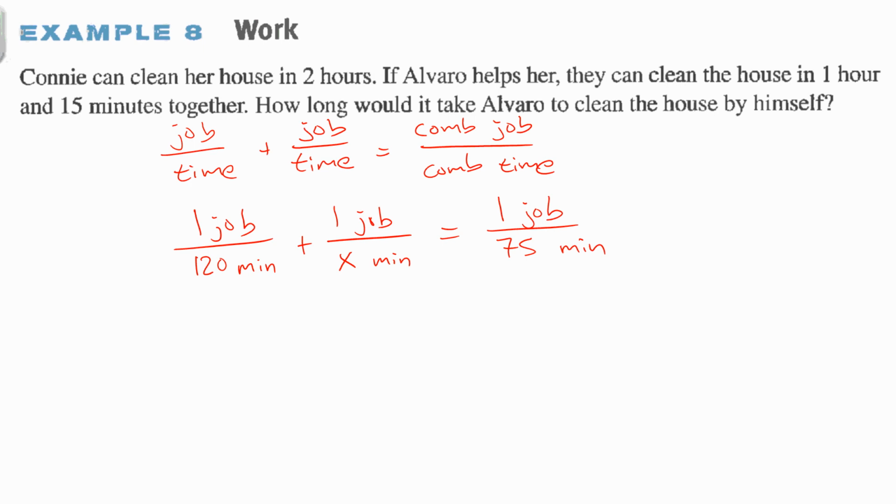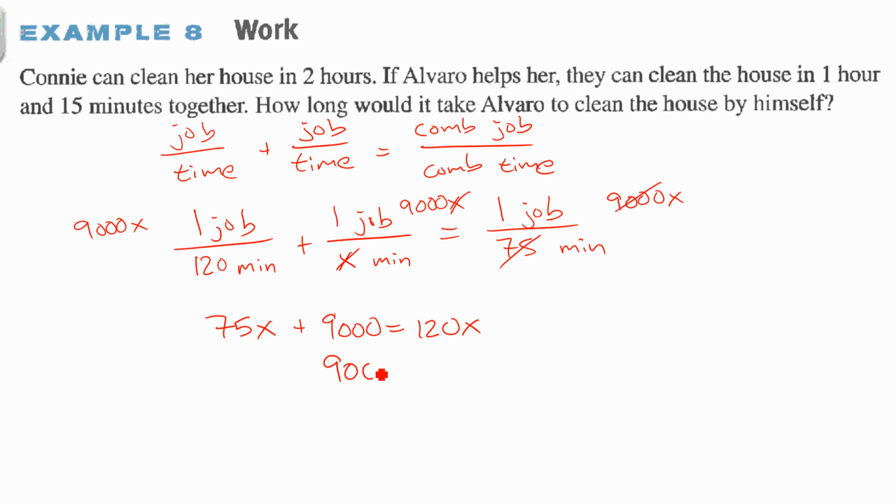Let's find our common denominator. 120 times 75 is 9,000. We could probably find a smaller denominator, but we just multiply by 9,000. We'll cancel everything out. 9,000 divided by 120 is 75. X plus, our x's cancel out, 9,000 equals 75 divided into 9,000 is 120 with an x. Let's move the 75x over, and we end up with 45x. And when you divide 9,000 by 45, you end up with x equals 200.